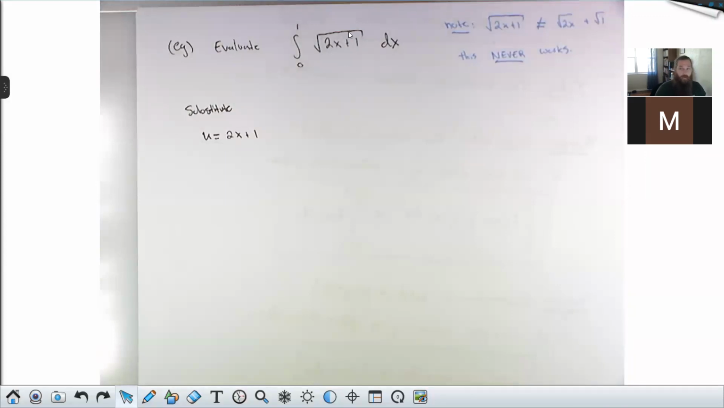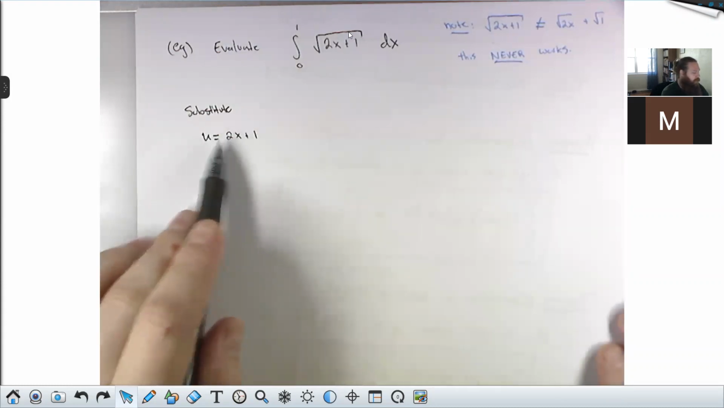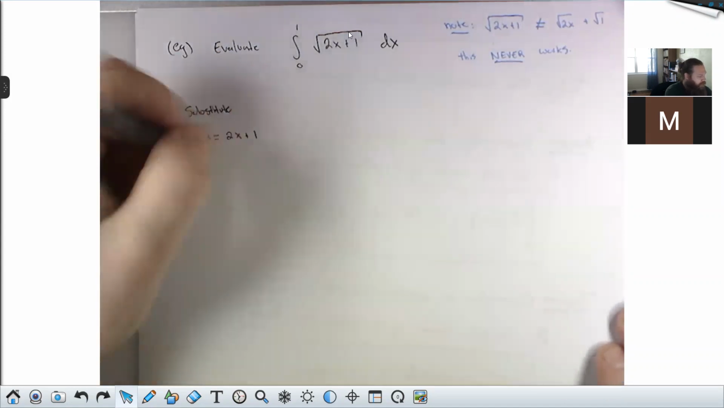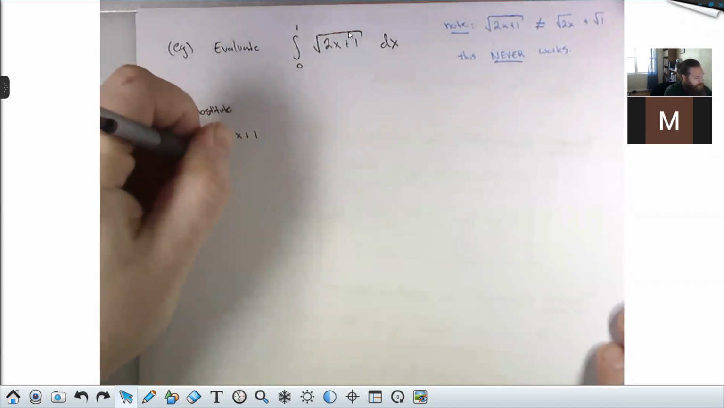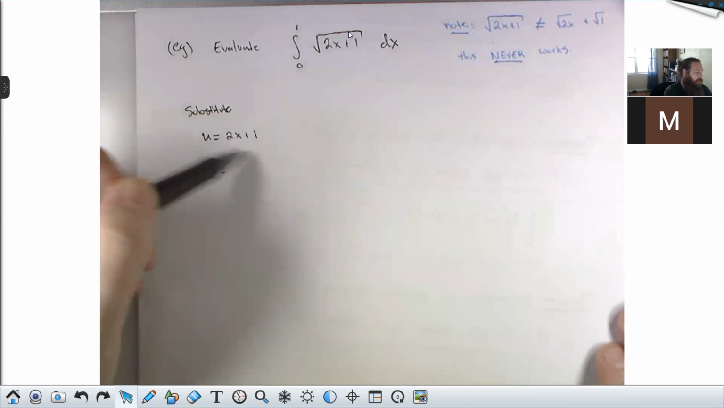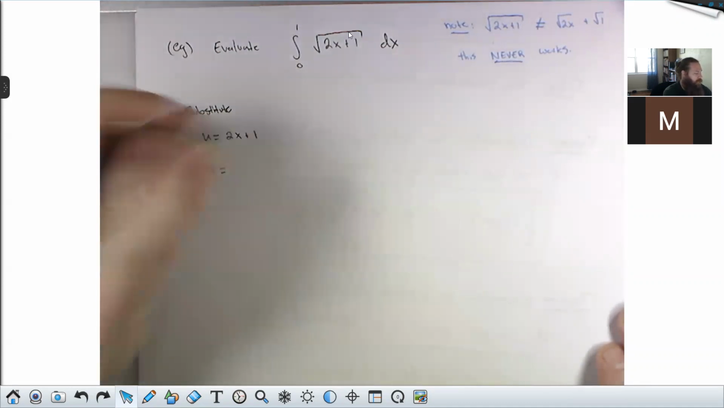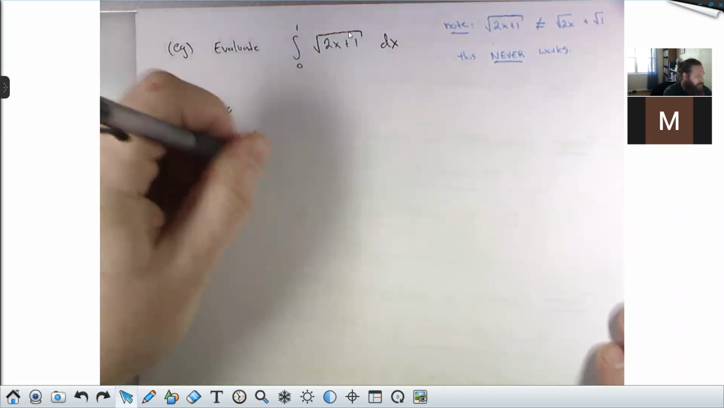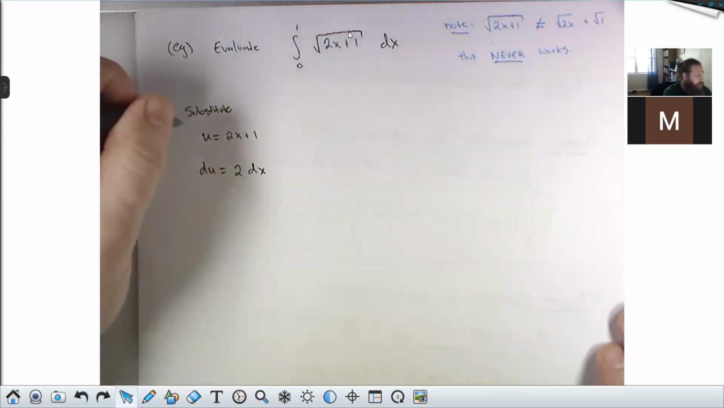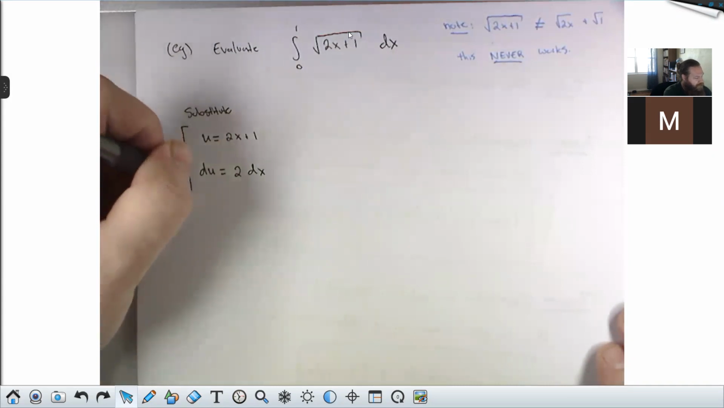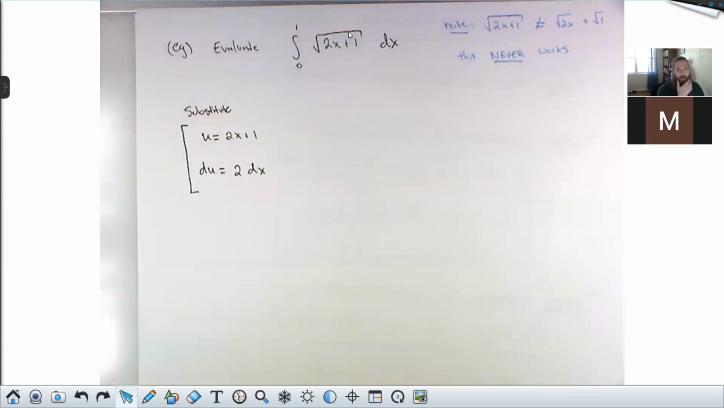The first thing you need to do after choosing your substitution is to calculate your differential. Remember how differentials work? You just take the derivative over here. So du, the differential of u, would be equal to the derivative of 2x plus 1 times dx. And the derivative of 2x plus 1 is just 2. So du is equal to 2 dx. I always like to put this in a little box. Kind of tells my reader what I'm doing and compartmentalizes all the work.